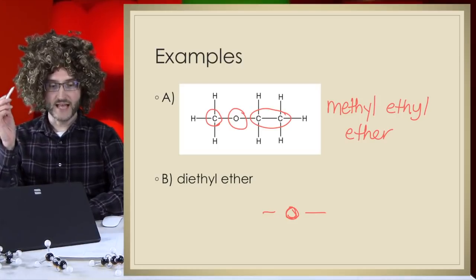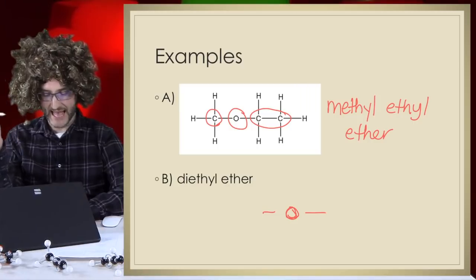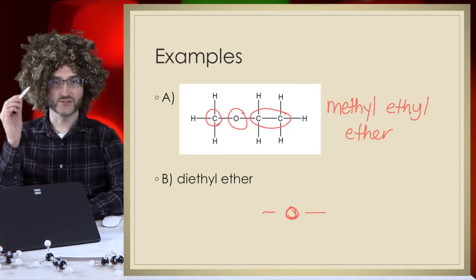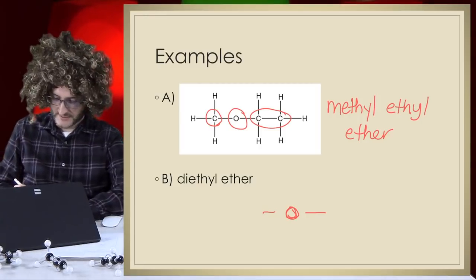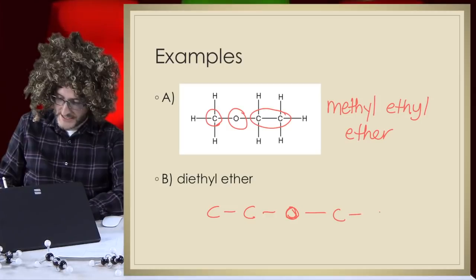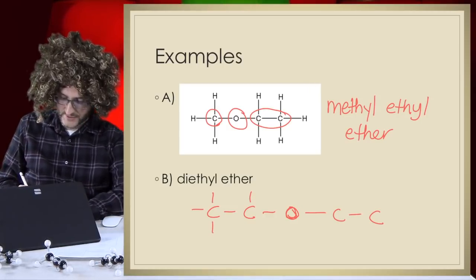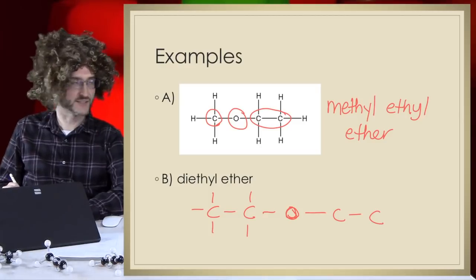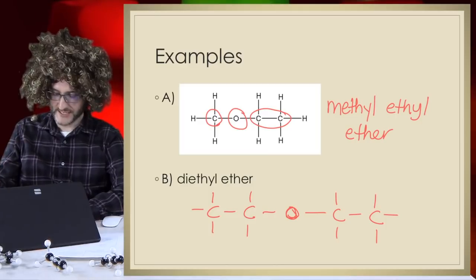All right, so ethyl means 2 carbons in a branch. Diethyl ether must mean there's 2 carbon branches, 1 on each side. That's right. All right, 2 on each side. And then I just have to add in my lines for hydrogens. Don't want to do it on oxygen, right? Nope, oxygen gets 2 bonds. That's already got it. All right, that should be it.